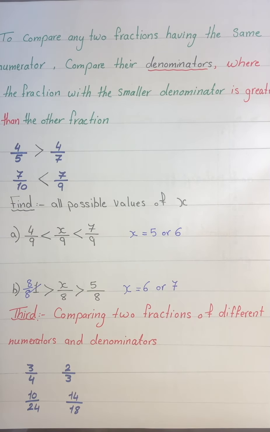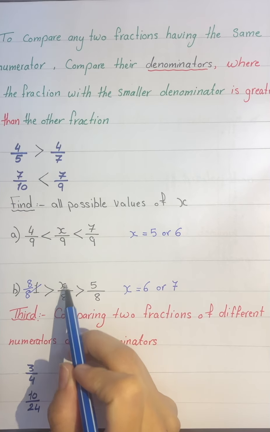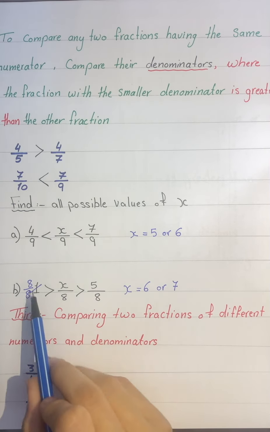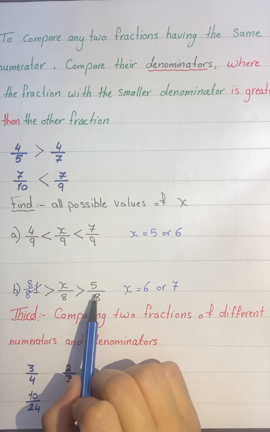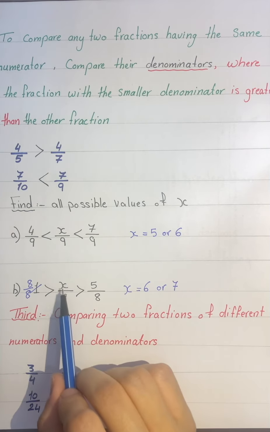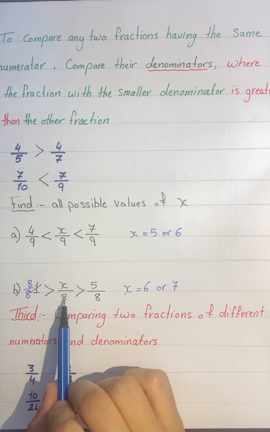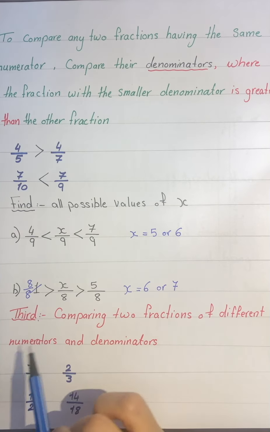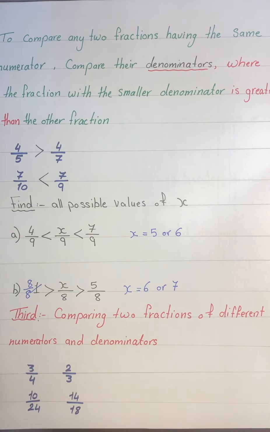If I want to check, here 6 over 8 is less than 8 over 8 and greater than 5 over 8. If I change x into 7, 7 over 8 is less than 8 over 8 and greater than 5 over 8. These are the possible values of x.